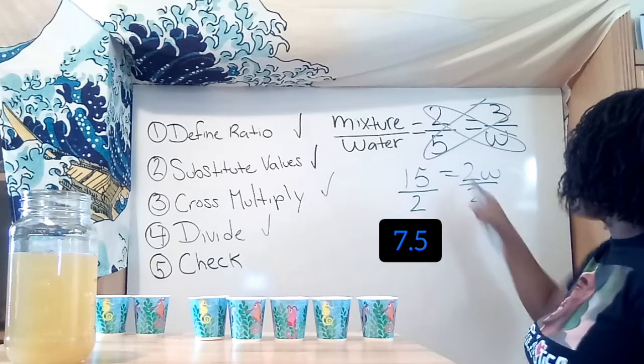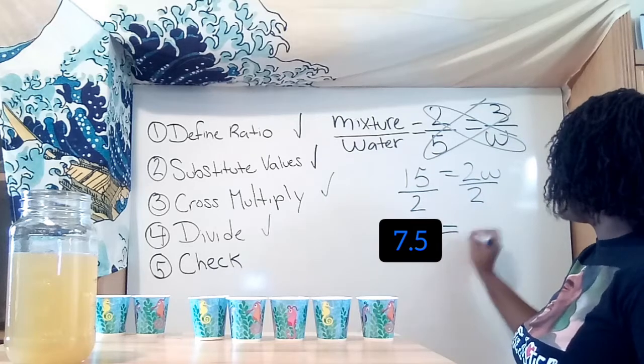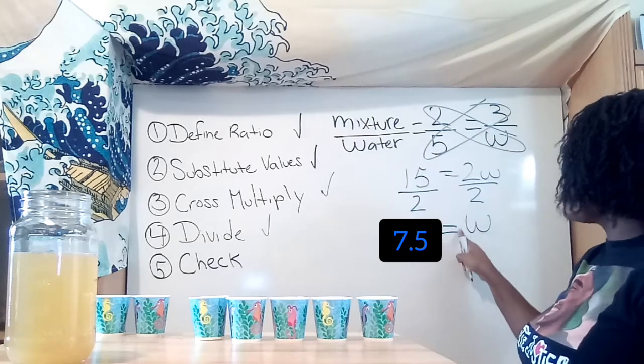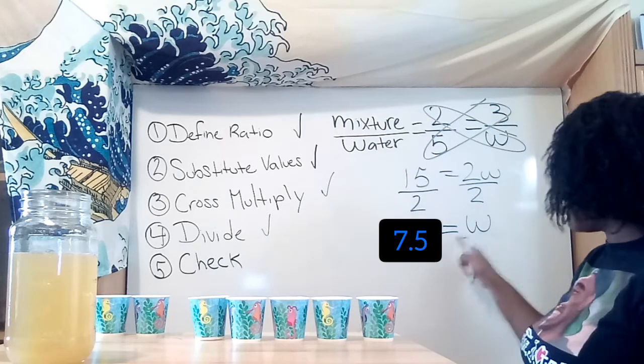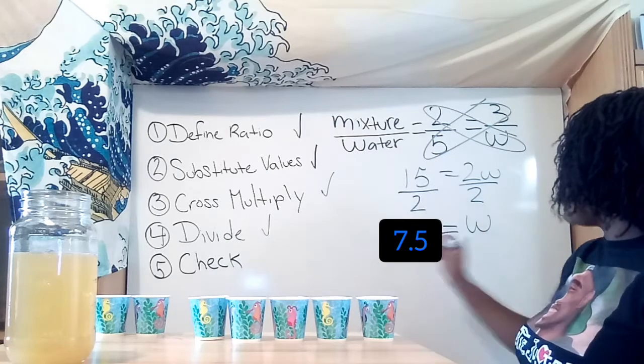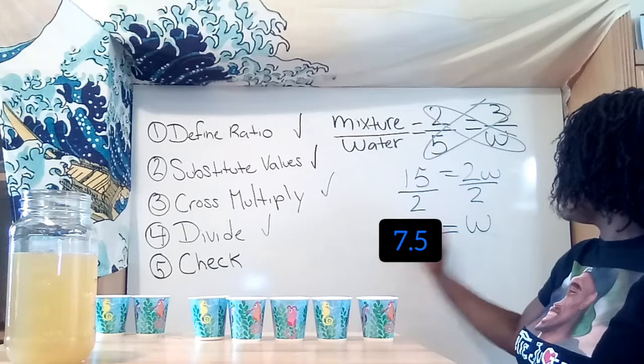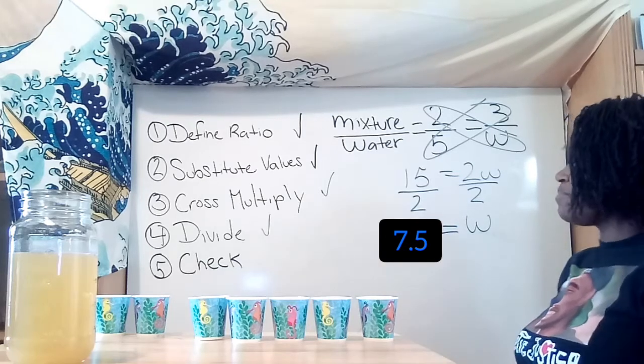So 2W divided by 2, that's going to give me 1W. I could write the 1, but I don't really need to. It's understood to be 1W if there's nothing there. And 15 divided by 2 is 7 and a half.